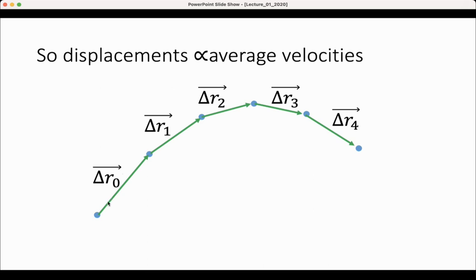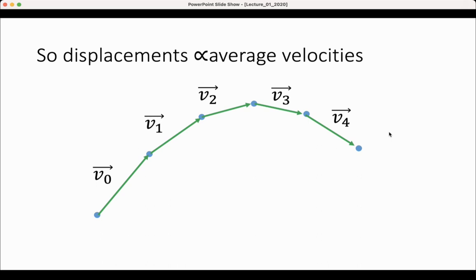So this was our motion diagram up until now. We had the blue dots representing positions, the green arrows representing displacements, and now we can make this change and think of these green arrows as being average velocities. So instead of delta R naught, I can think of V naught and V1, V2, V3, V4.